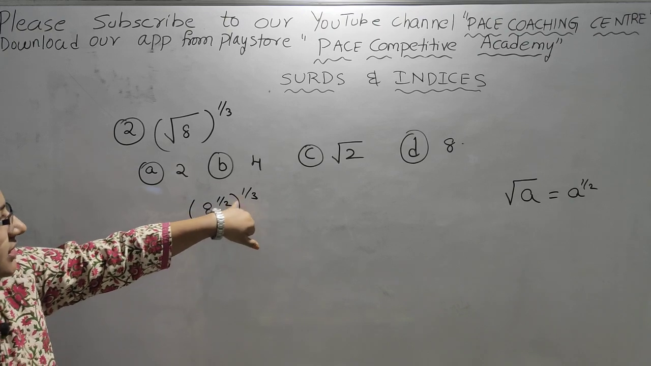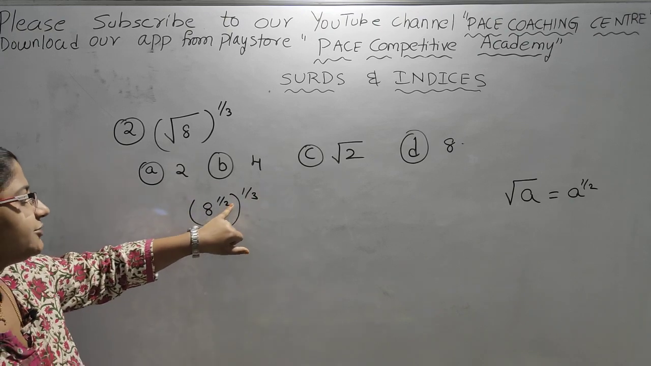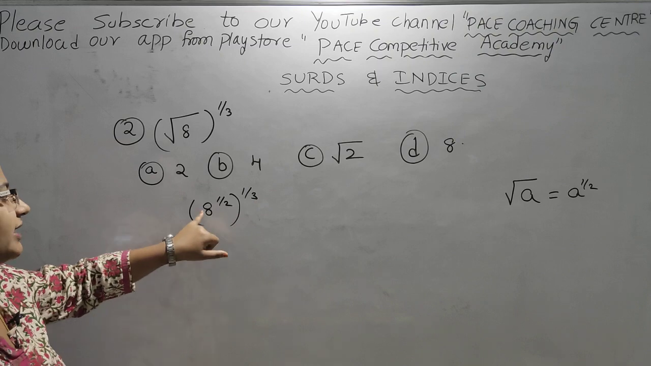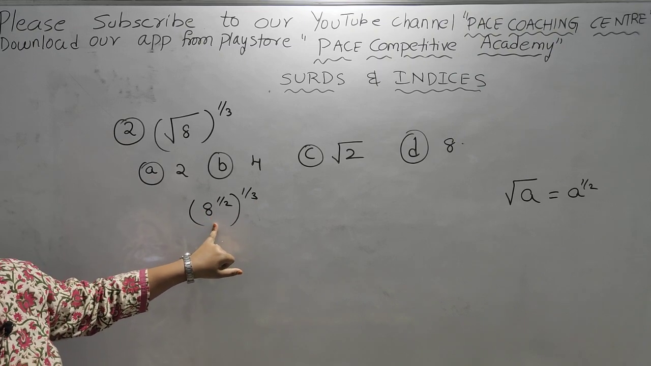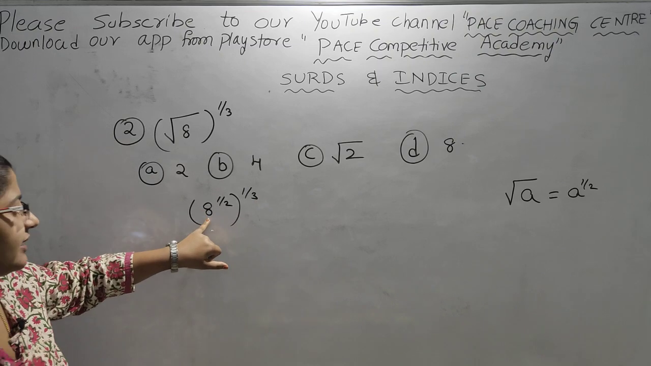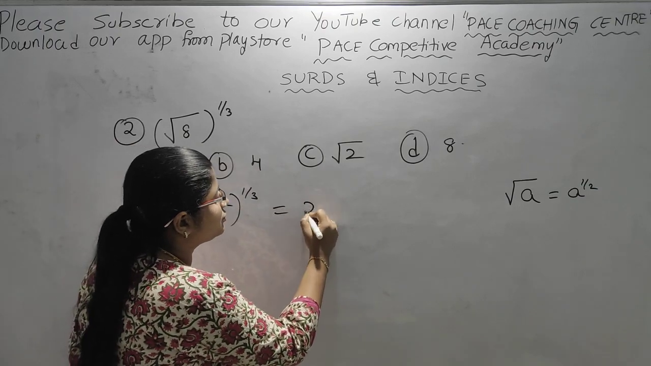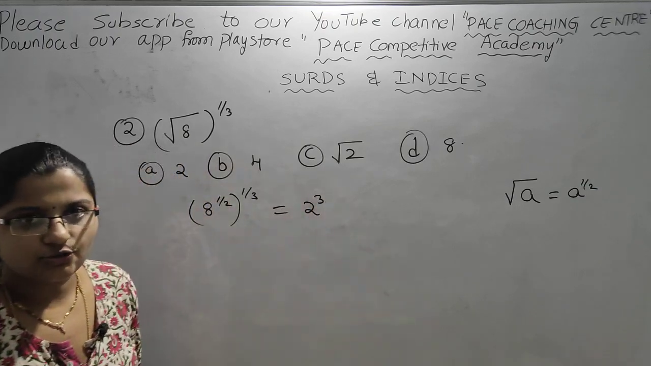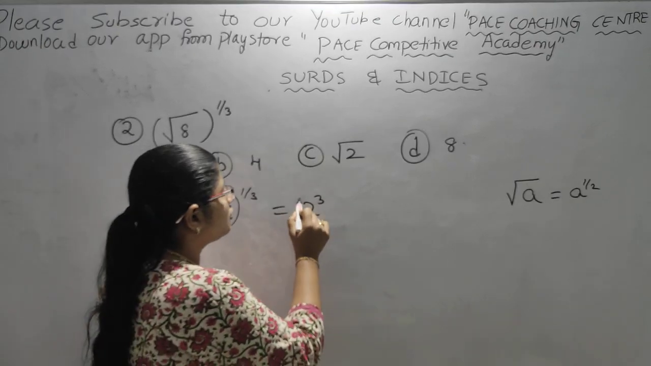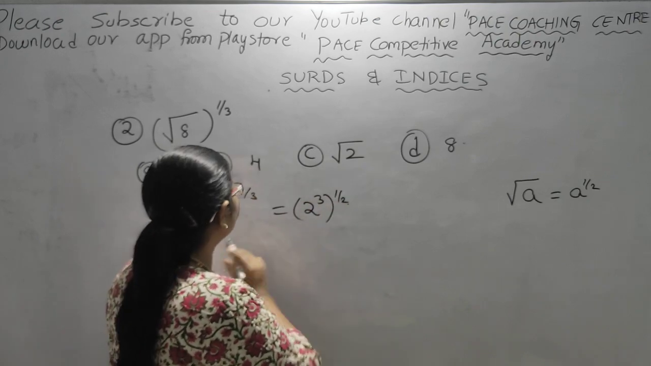Okay, the powers are fractions, so I need to eliminate the denominators. How can I write 8 in the powers? Can I write it in terms of 2 cube? So 2 cube is nothing but 8, right? Whole power 1 by 2.